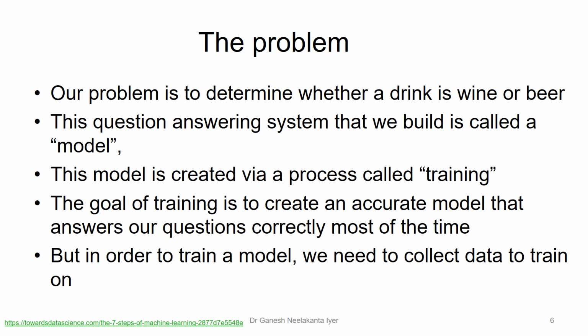Now, our problem in this example is to determine whether a drink is wine or beer. This question answering system that we build is called a model, and the model is created via something called training. So what is the goal of training? The goal of training is to create an accurate model that answers our questions correctly most of the time. But in order to train a model, we need to collect data to train on. And that is where we begin.